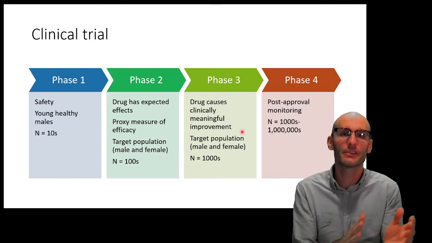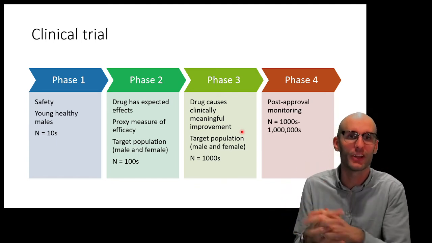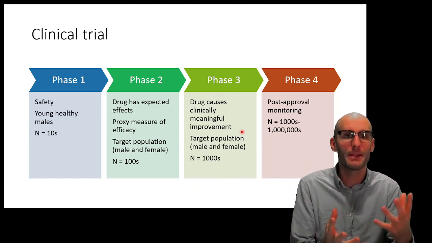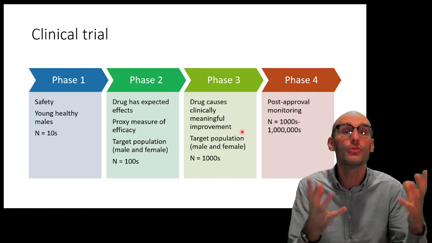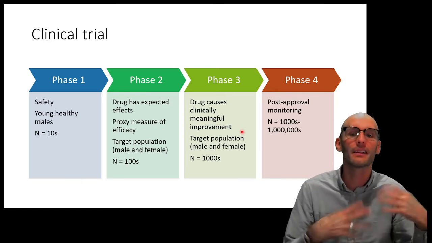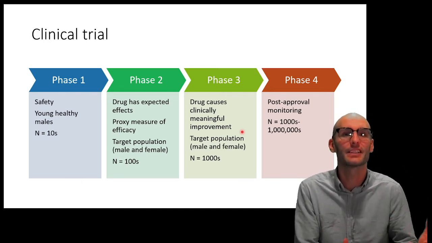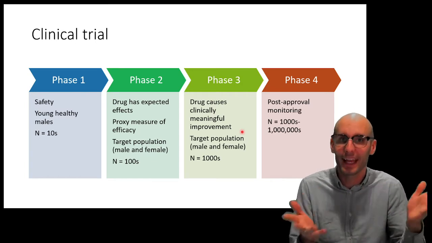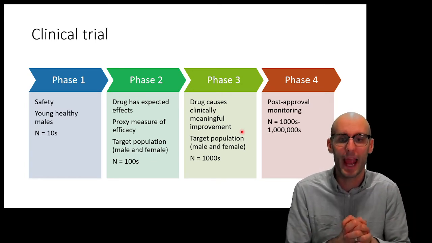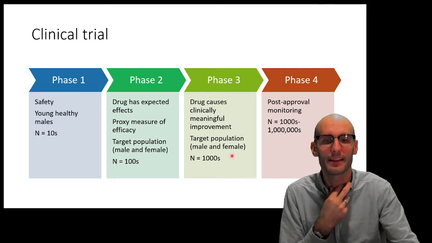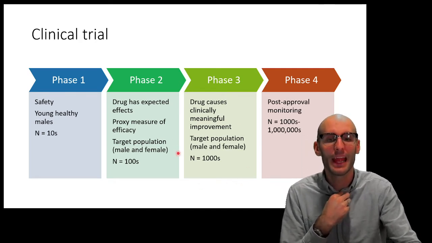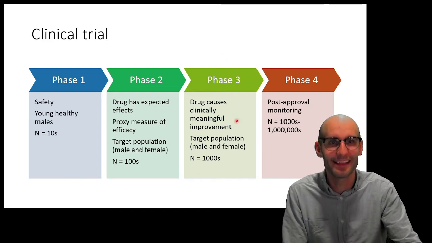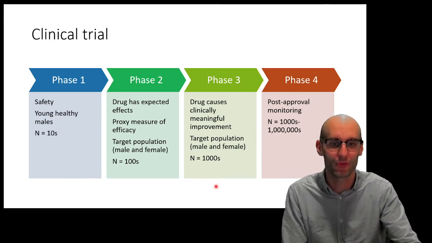Does it do it? So instead of using a proxy measure like vasodilation, you might actually use a relevant measure like days with a runny nose for hay fever. Could be a clinically meaningful outcome. Does your antihistamine reduce the number of days the patient has a runny nose? That is a clinically meaningful outcome. It's again done in the target population, both males and females, and it's typically thousands, and this is where the cost can start to go through the roof.